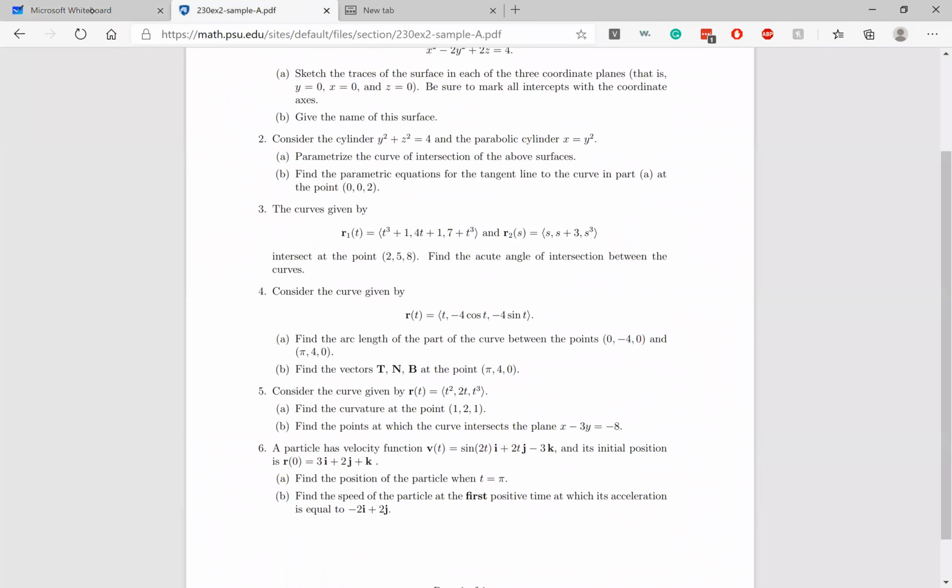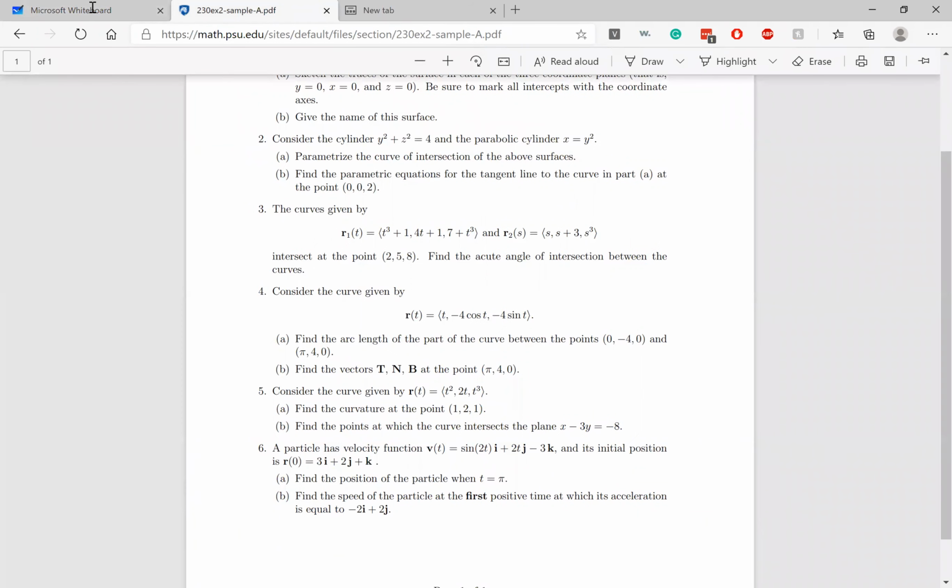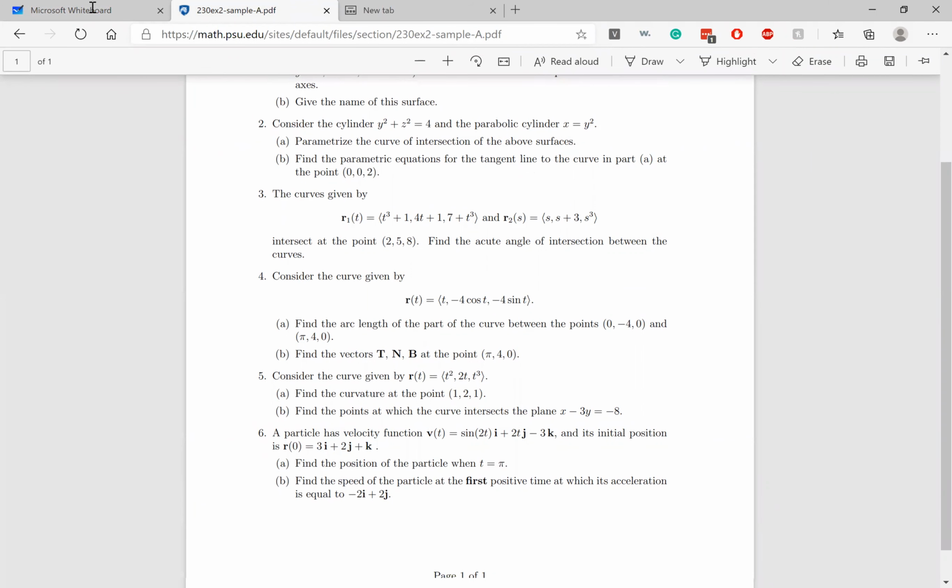Okay, the next one is: consider the curve given by this. Find the arc length of the part of the curve between this point and this point. Find the vectors T and B at that point.